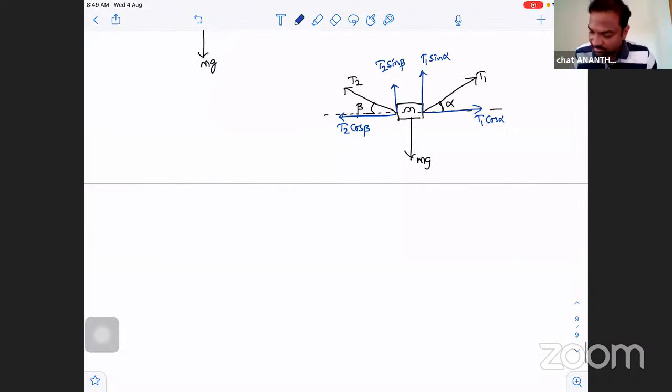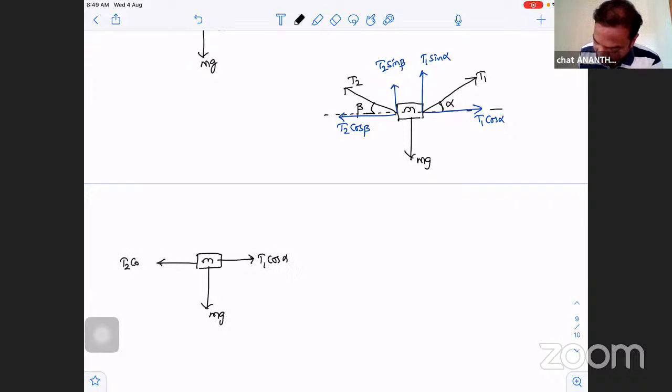Now I can write down all the forces after making components. See, for your understanding, I'm drawing again. Rightward, what is the force acting? T1 cos alpha. Leftward, what is the force acting? T2 cos beta, right? And what is the total upward force acting? T1 sin alpha plus T2 sin beta. Am I right? T1 sin alpha plus T2 sin beta. Both you can add, both are in the same direction. Both are acting in the upward direction.